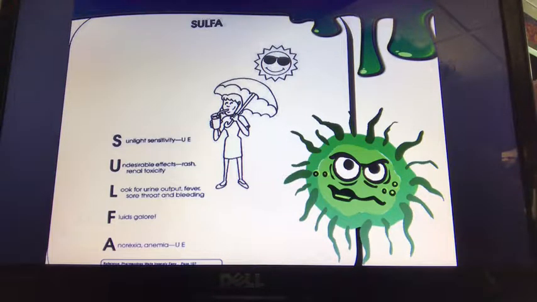being for sunlight sensitivity, U being undesirable effects such as rash or renal toxicity, L, look for urine output, fever, sore throat, and bleeding, F for fluids galore, so we're going to push fluids with this medication. Because of the renal toxicity, we want to rush it through those kidneys as fast as possible. And the A is for anorexia and anemia.